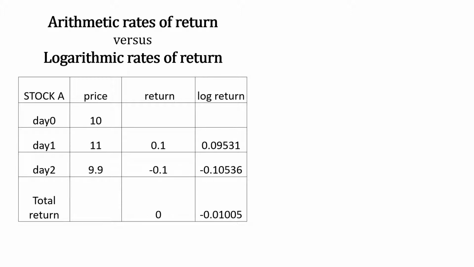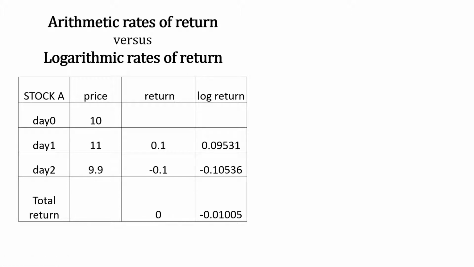Its price is 10 on day 0. On day 1, the price of stock A increased by 10%. However, because of the market crisis, the price on day 2 is 10% lower than the price on day 1. In other words, the rate of return goes up 10% and down 10%. If we use the arithmetic method, the total return of the first 2 days should be 0%, but the actual return is not.